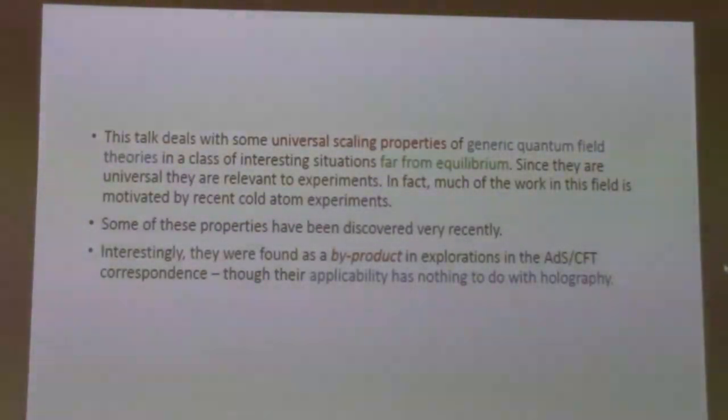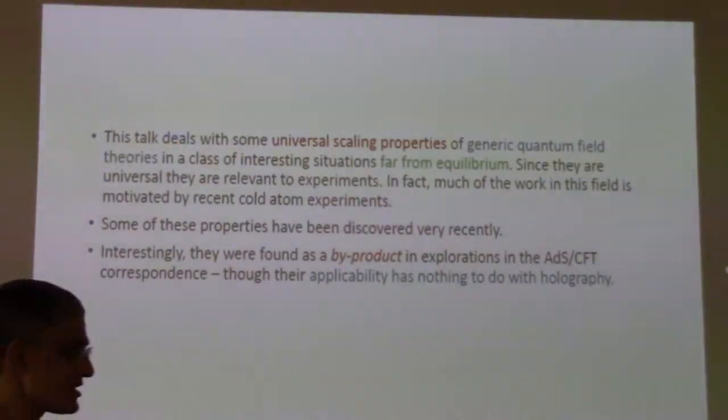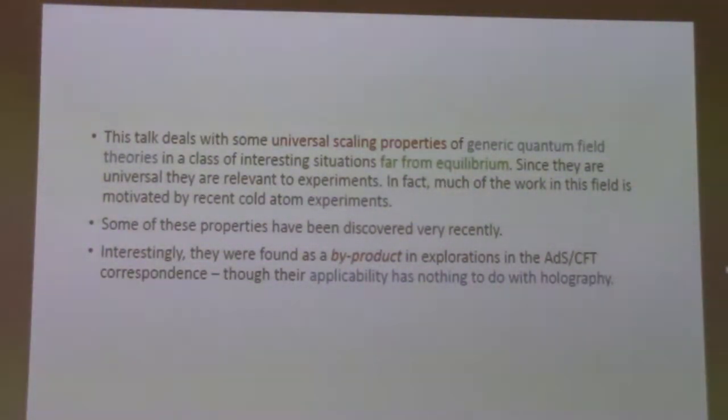This talk deals with some universal scaling properties of generic quantum field theories in a class of interesting situations which are far from equilibrium. The reason this could be interesting is that these properties are universal, and universality means, among other things, that you can use results calculated in model systems for real experiments which are not, in their microscopic detail, equivalent to the systems you are considering.